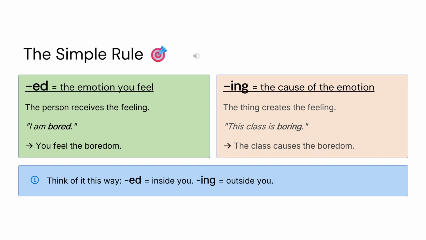The thing. It. This class is boring. The class causes the boredom. Think of it this way. An ed adjective is inside you, and an ing adjective is outside you.